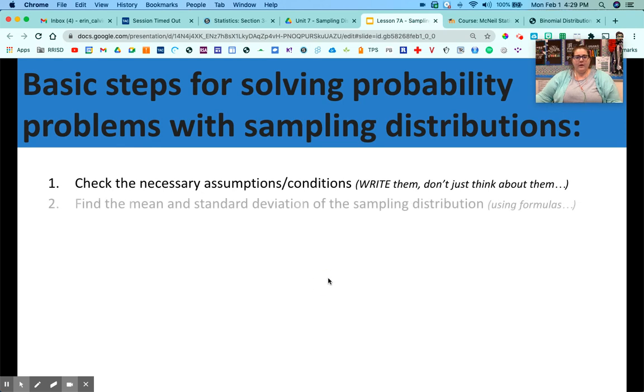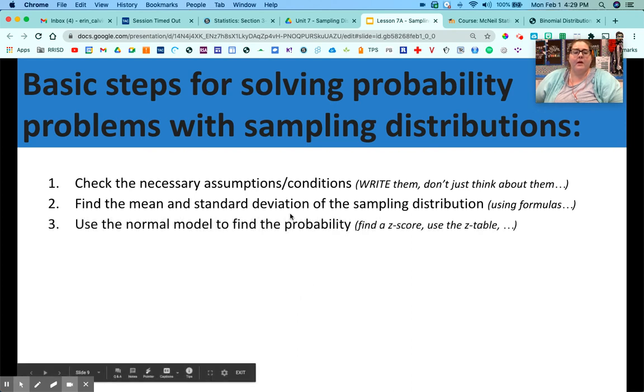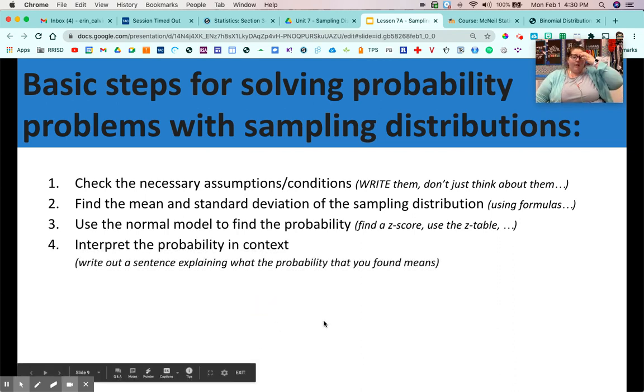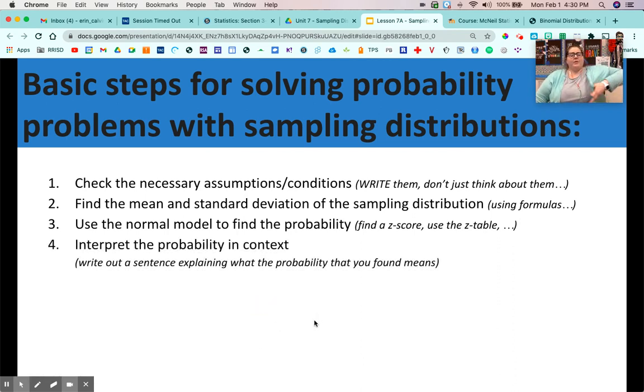Second, we find the mean and standard deviation of the sampling distribution using those formulas. Third, I'm going to use the normal model, assuming that the condition passed in step 1, to find a probability, so find a z-score, use a z-table, etc. And then we interpret that probability by writing a sentence explaining what that number means.